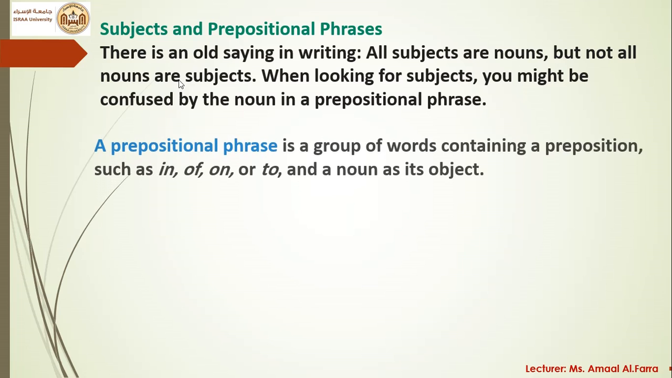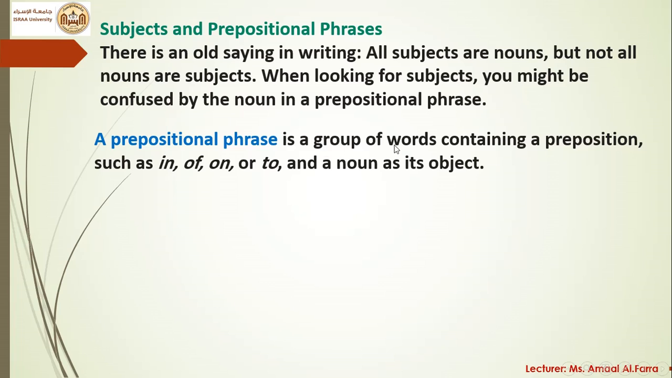Look here. A prepositional phrase is a group of words containing a preposition, such as in, of, on, or to, and a noun as its object. Okay? So this is called a prepositional phrase. It is a preposition and a noun. But it does not mean that because it has a noun, it is the subject of a sentence. No, not every prepositional phrase is a subject, as we will see here.